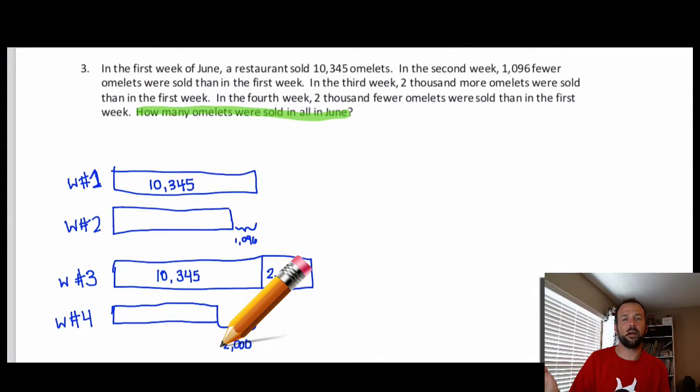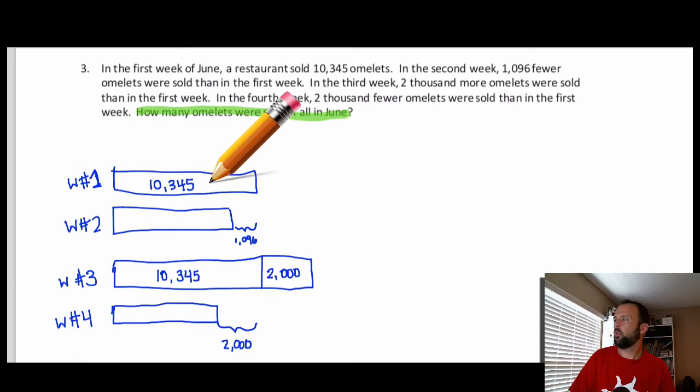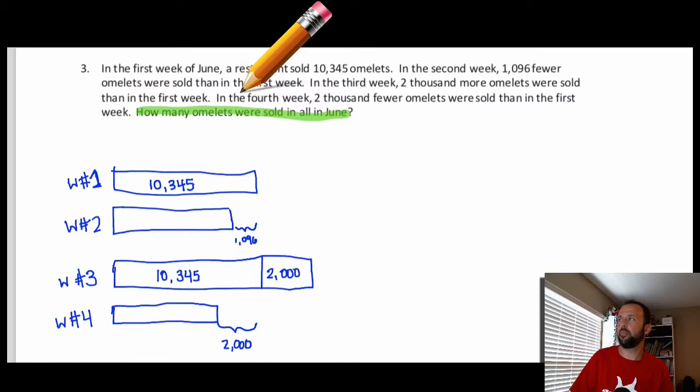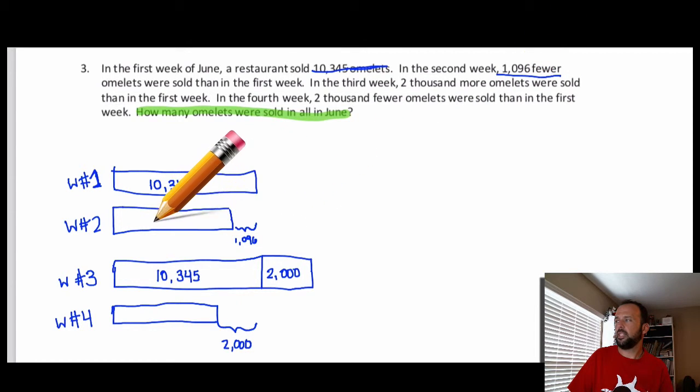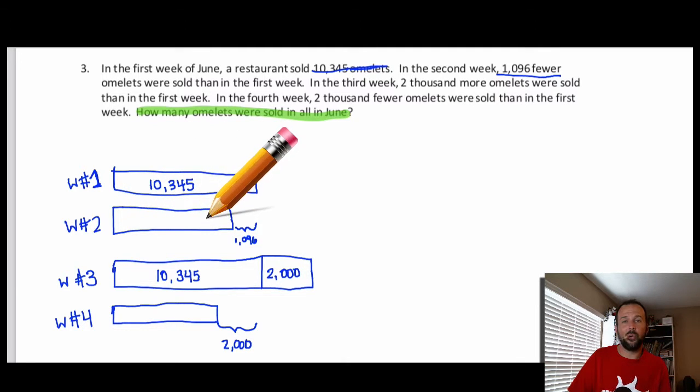Alright, so I went ahead and drew out my tape diagram. Hopefully your tape diagram looks something similar to mine. Doesn't have to be exact, but as long as you have the same idea, then we're in the right spot, right? So my week 1 I had is 10,345 because it told us right in here in week 1 that's how much they sold in the first week. In the second week it says they sold 1,096 fewer. So what I did was I drew a rectangle to represent what it was, which I don't know yet. It didn't tell me exactly, but I drew this little space here to say that it's 1,096 fewer than what they started out with on the first week.